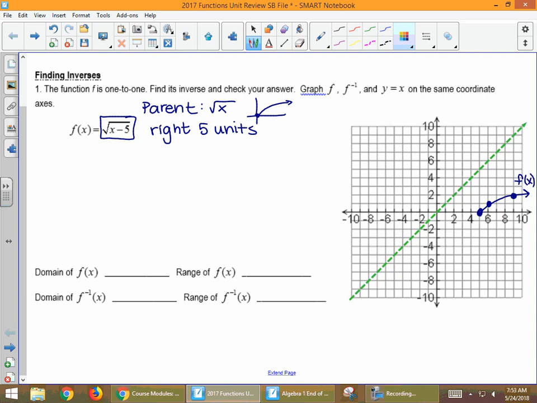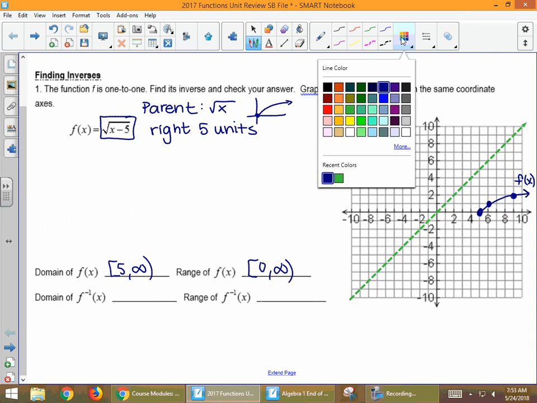Let's actually do domain and range first, since we're working on that. So the domain, the x values we're using, are 5 to infinity in interval notation. And the range is 0 to infinity. Our lowest y value is 0. All right. That's all the details of our original function.